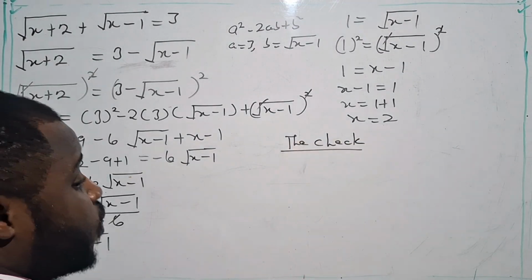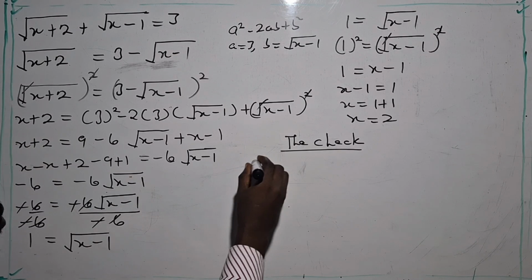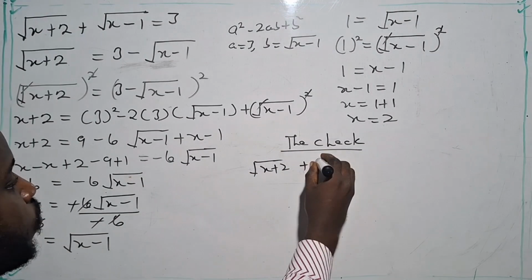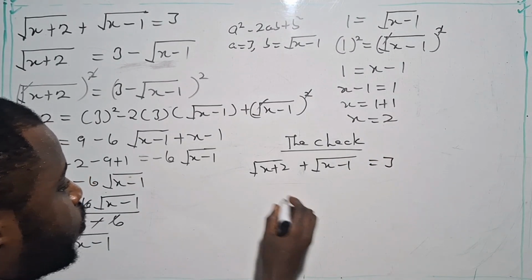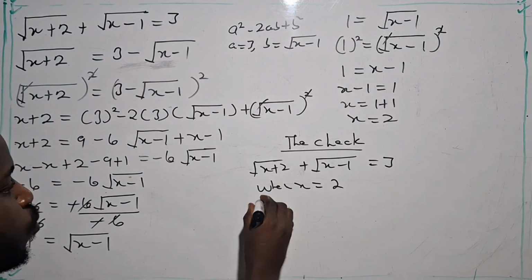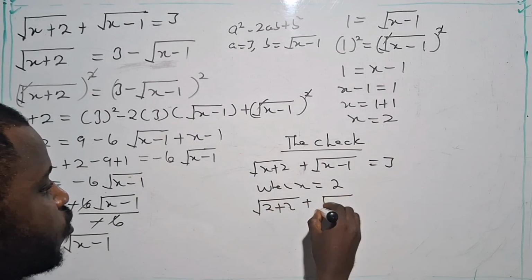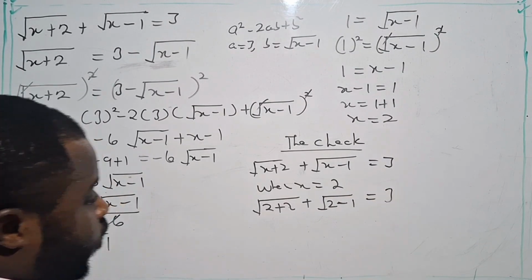For this one, we have obtained only one answer. So it's going to be easy for us. So follow closely. Now the equation was x plus 2, then in bracket x minus 1 is equal to 3. So when x is equal to 2, let's put it there and see. So 2 plus 2 here plus the square root of 2 minus 1. And they're saying it should be equal to 3.